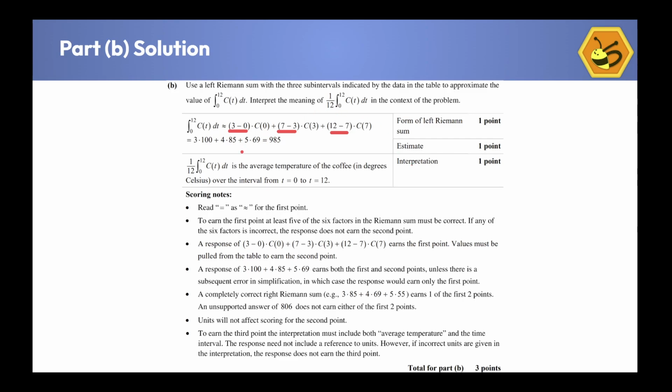Finally, for interpretation, 1 over 12 times the definite integral is the average temperature of the coffee in degrees Celsius over the interval from t equals 0 to t equals 12. And this is the average value formula. So that is the reason for this interpretation. And there are some scoring notes here, if you really want to double check whether your answer is correct or not.